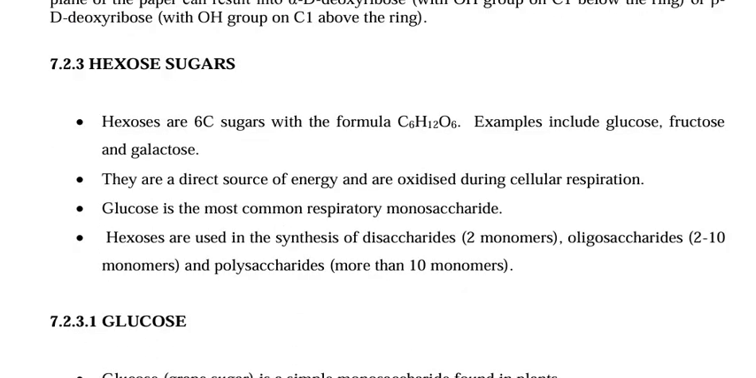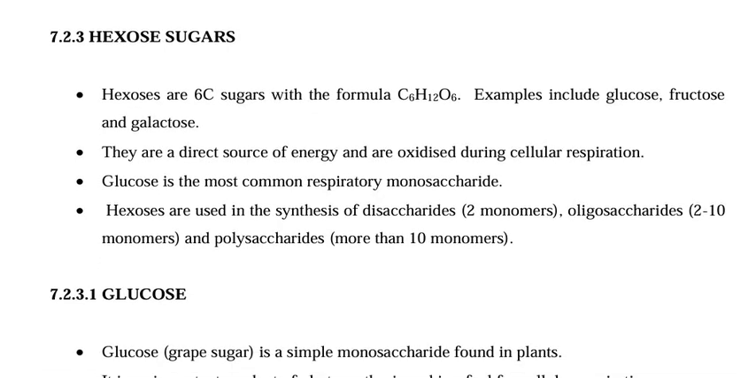Now, how about hexose sugars? Hexose means we now have 6 carbons. So we have 6 carbon sugars, and from our same empirical formula, we multiply by 6. Common examples that we'll talk about in detail are glucose, fructose, and galactose. They are a direct source of energy and are oxidized during cellular respiration. Glucose in particular is the most common one, the most common respiratory monosaccharide.